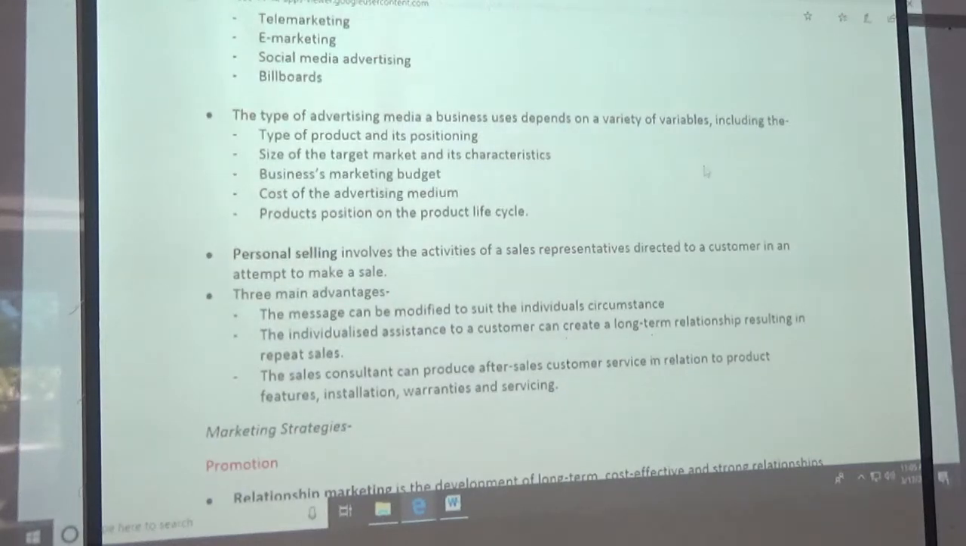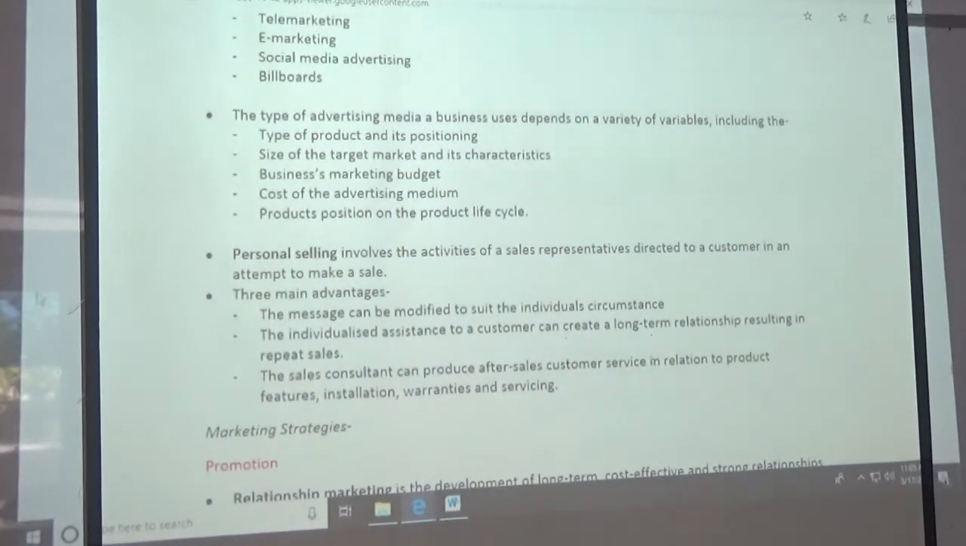All right, so what are some of the variables for promotion? Well, the type of product and its positioning. Your positioning means, who are you shooting for? You're not going to put baby formula in a luxury magazine or golf magazine. You're going to miss the target market. So the type of product is also related to the type of media the customer uses, and you have to find that.